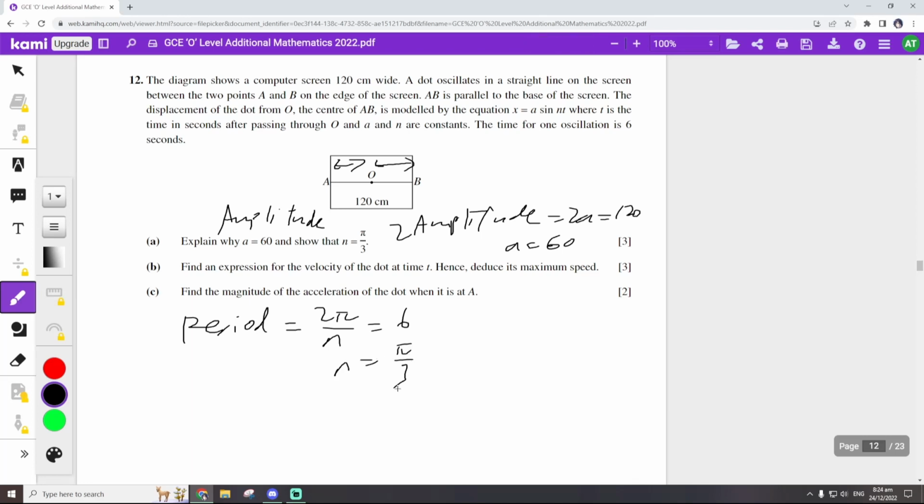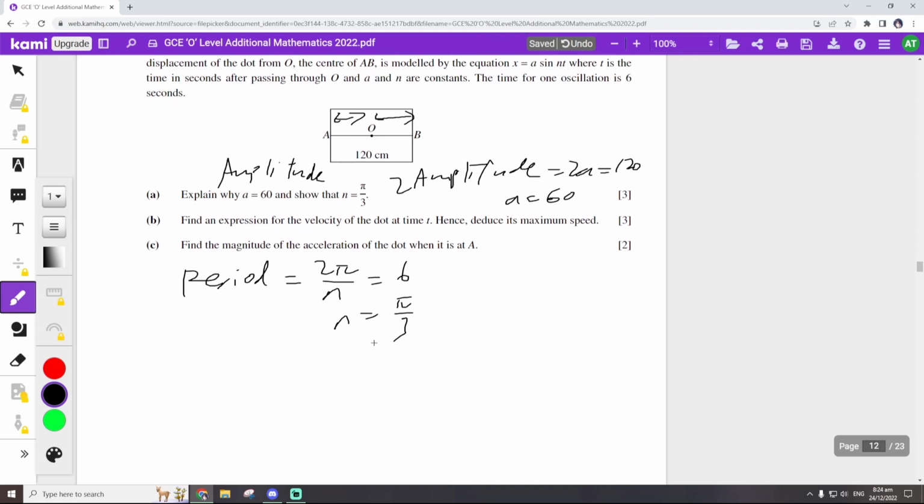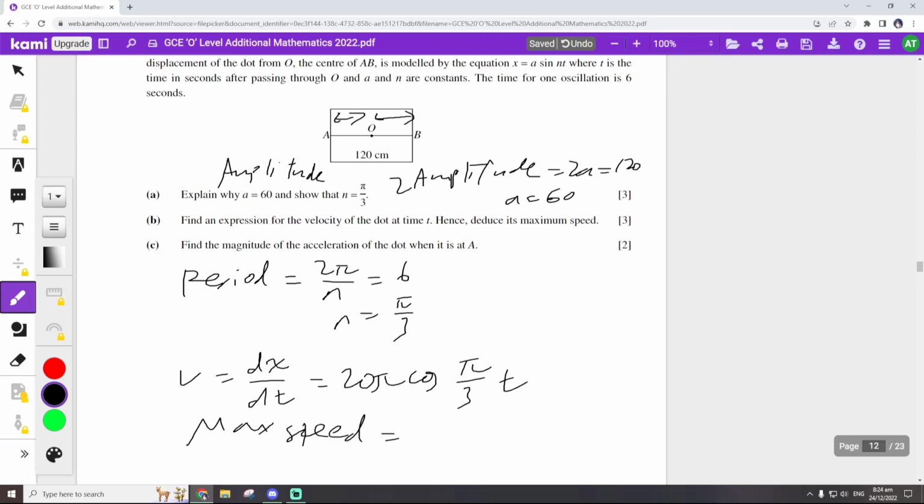Okay? Find an expression for the velocity of the dot at time t. Deduce the maximum speed. Okay? So v equals dx/dt, which is 20 pi, because you need to take 60, then you take out the pi over 3, cosine (pi over 3)t. Max speed is just 20 pi cm per second, which is when t is like 3 over pi. It's one of the possible values.